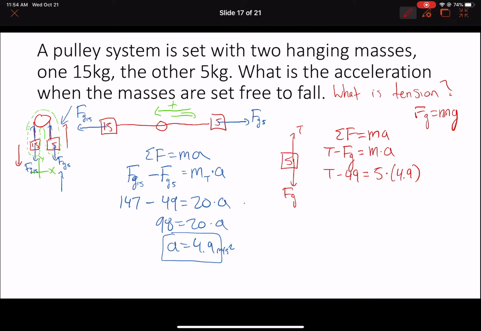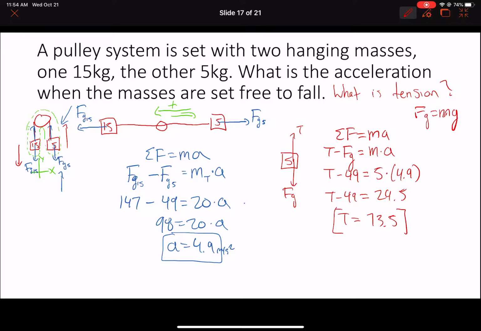But now all we have to do is solve for T. So T minus 49 is equal to 5 times 4.9. I don't know what that is. Let me put it in the calculator. 5 times 4.9 is 24.5. So T is equal to, well, I'll just add 49. Gives me 73.5. And that's our tension.